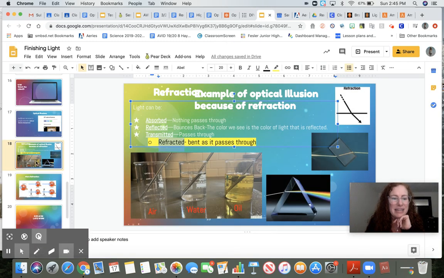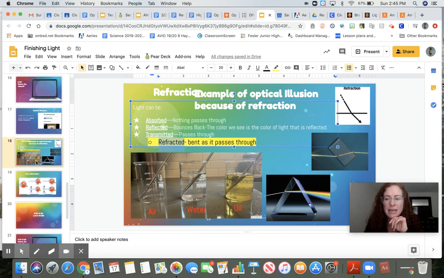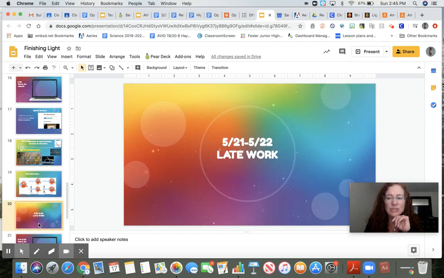All right, so that is the assignment for today. I hope you enjoy some optical illusion fun. And then remember, the next 2 days, you do not have any new work from me. It's just getting caught up. And then don't forget in your homeroom class to work on your slides. They are due by Friday for the end of the year stuff. All right, have a great day.